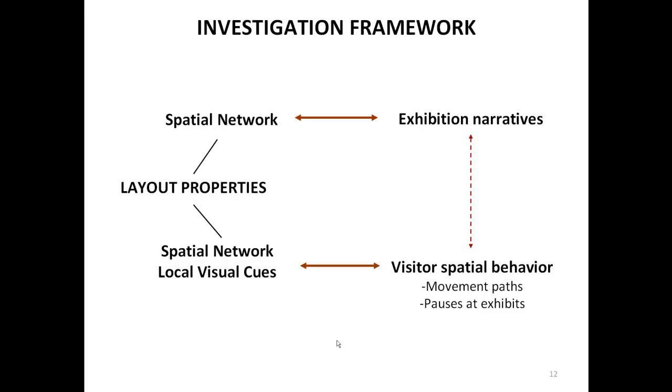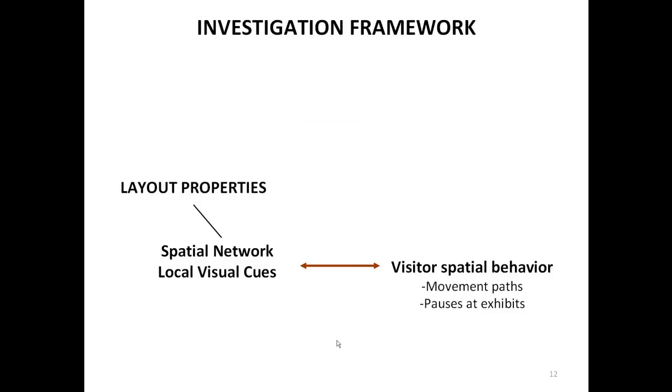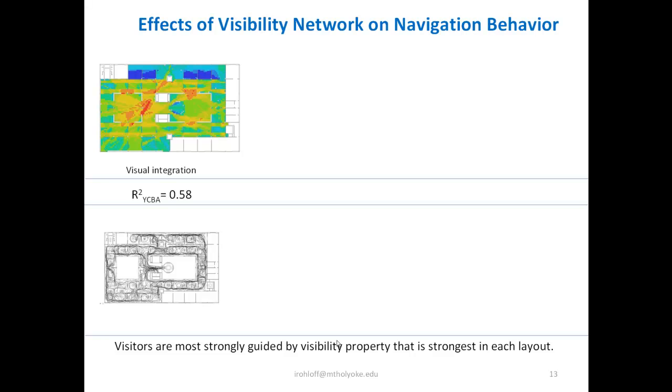The second part of my investigation is about comparing layout properties with visitors' spatial behavior. And the relevant behavioral patterns for the exhibition viewing and exploration are the movement paths and pauses at exhibits. First, I compared the visibility network with the navigation and movement behavior.